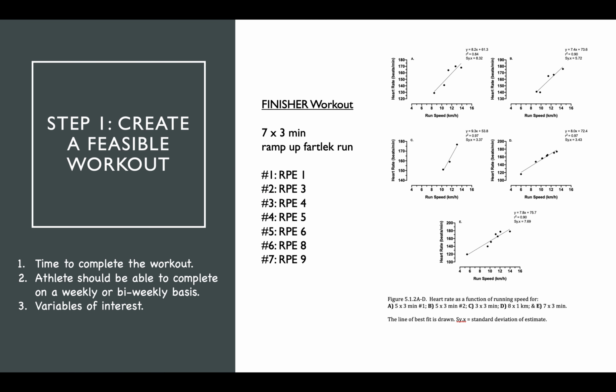To quickly review, step 1 was to create a feasible workout. So something that an athlete can repeat on a regular basis, weekly or bi-weekly. And for us, we determined that was the finisher workout, which was a 7 times 3 minute ramp up fartlek run using RPE as a guide.